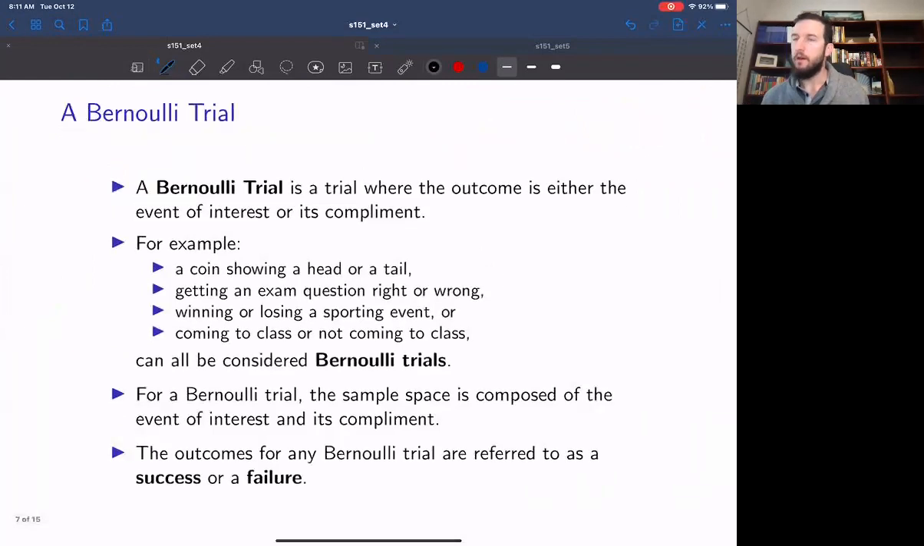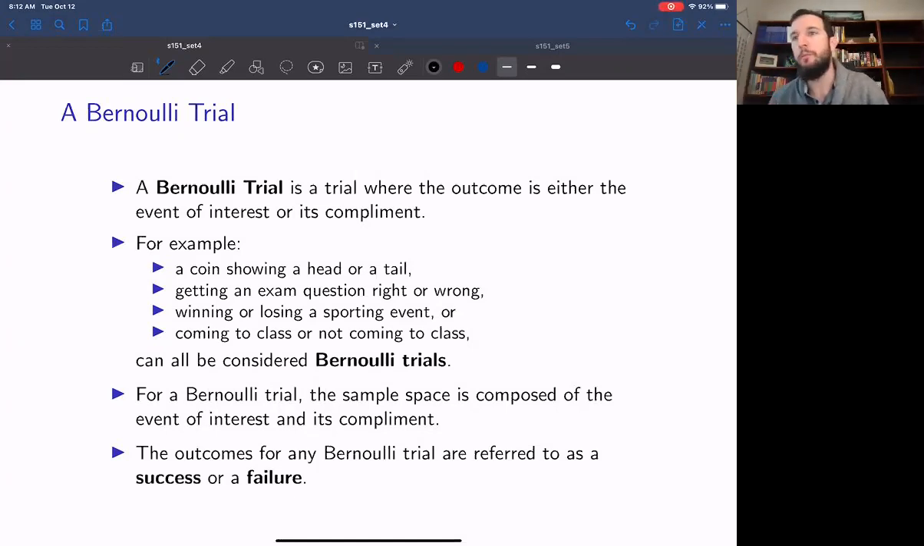The simplest possible trial is what is called a Bernoulli trial. A Bernoulli trial is an experiment where you only have 2 outcomes, success or failure. And what's important about the success and the failure is that they are complements. So a Bernoulli trial is an experiment where you perform some action and you either get a yes or a no, or you get this thing or its complement.